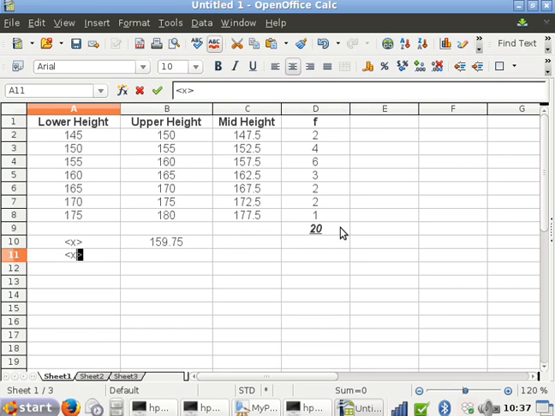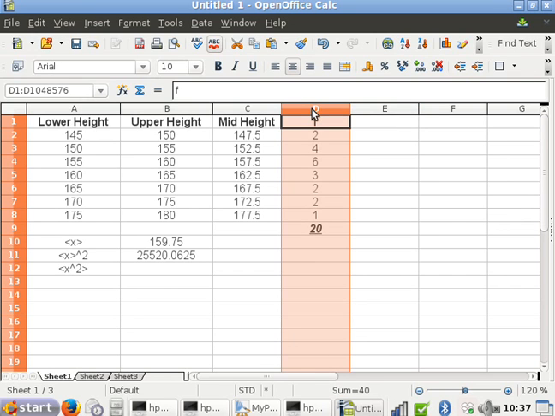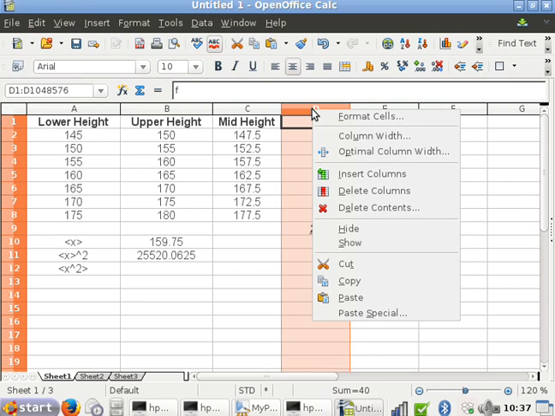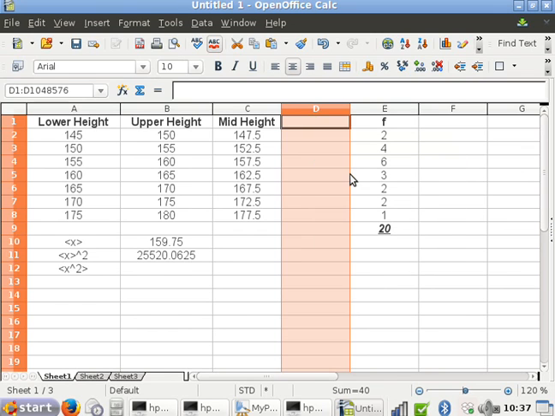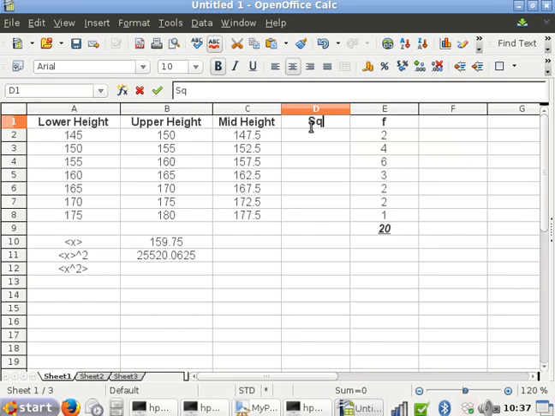To calculate the standard deviation, you'll need to know what this is, so I might as well put that in. And now we need to know what this is. So I'll calculate that one now. What I need is another column here. So we'll do the squares here. So that would equal this one squared.